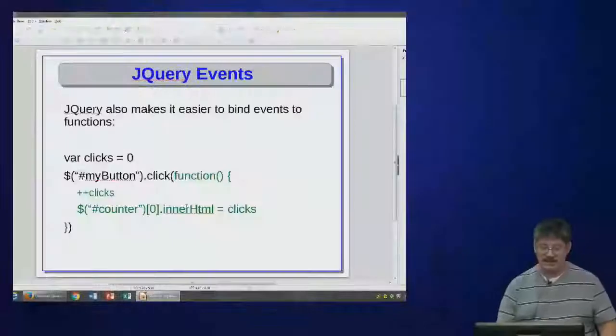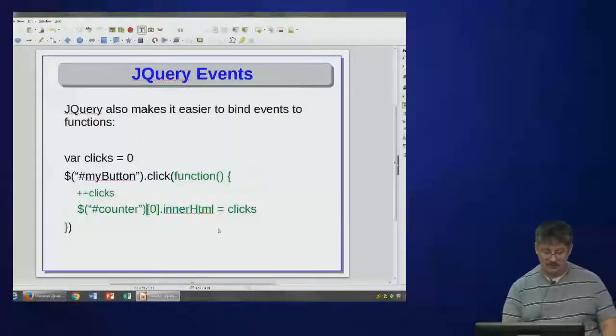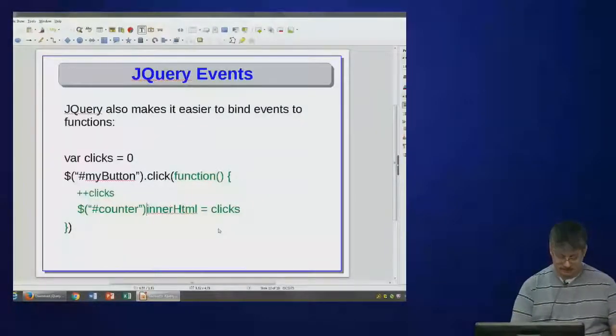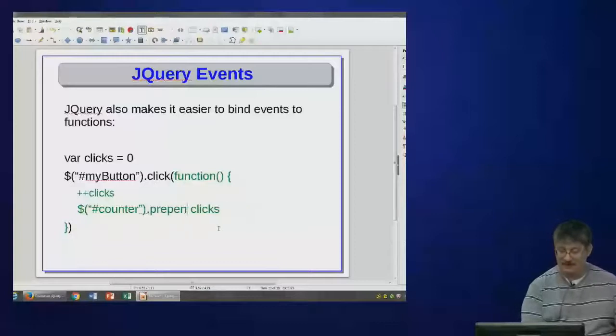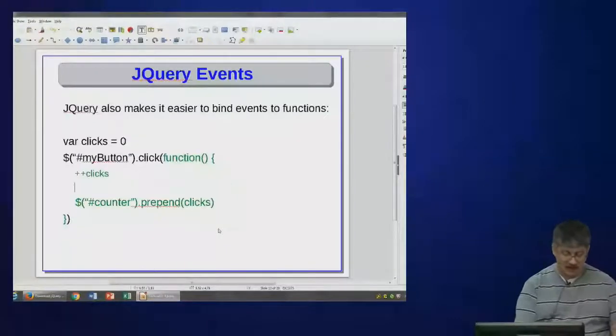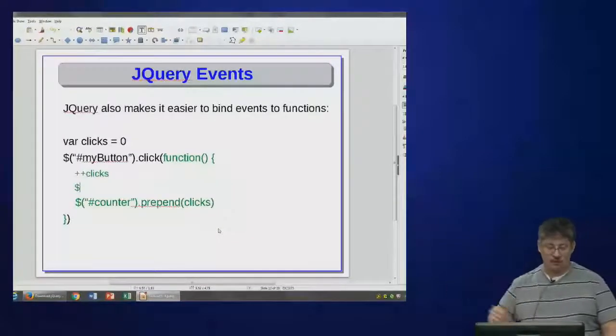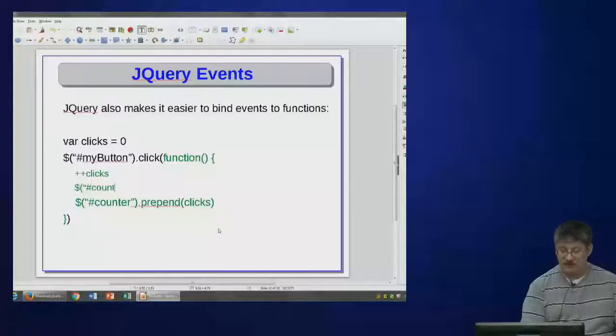Let me show you what that would look like, actually, since we're here. I could just say .prepend clicks. And I don't want it to keep saying 1, 2, 3, 4. So before I do that, I would say .children .remove.